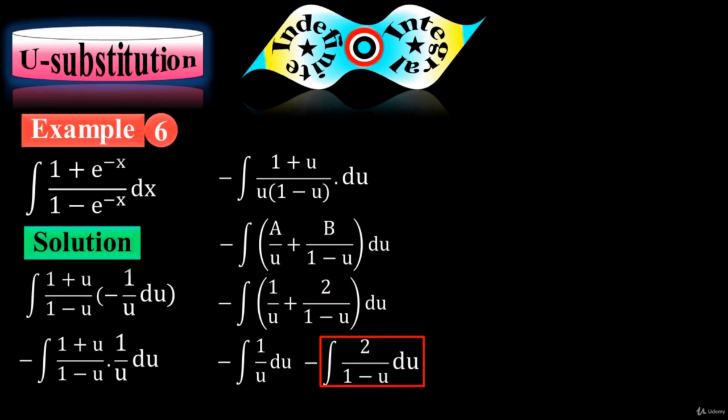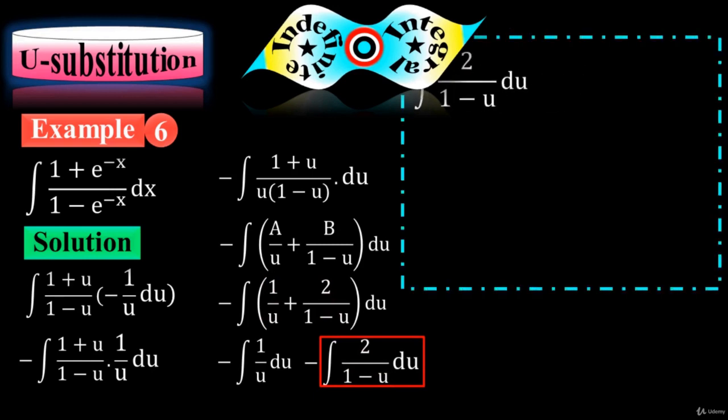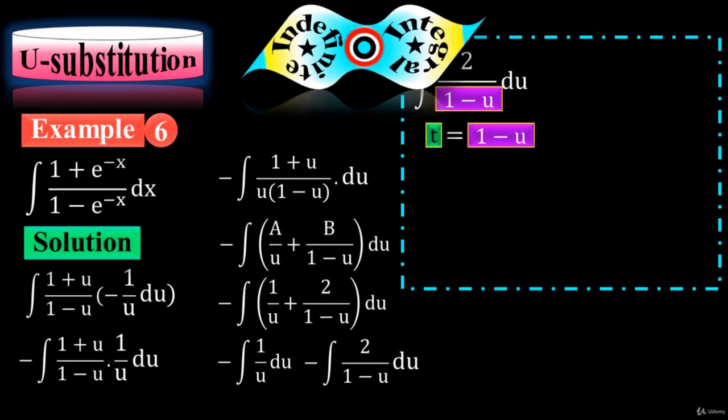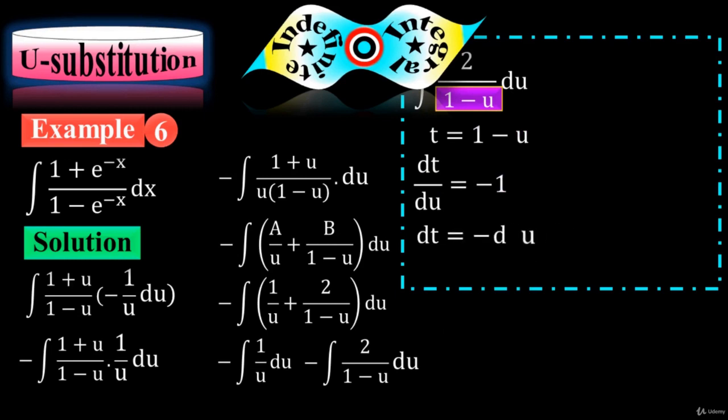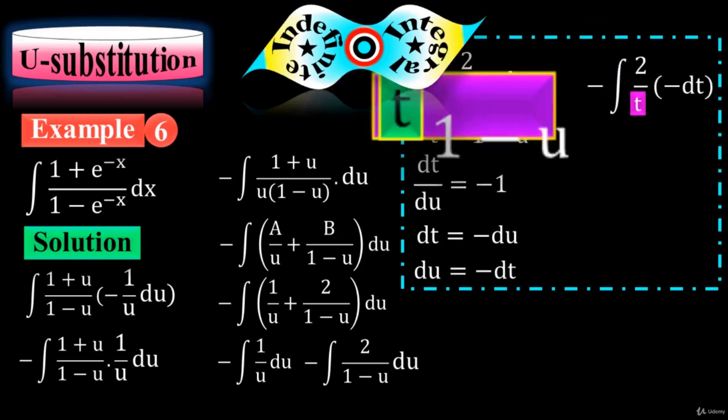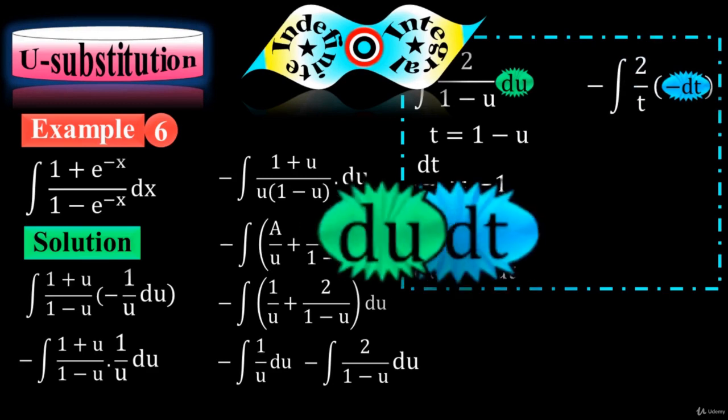Let's solve this term here in extra calculation. Suppose 1 minus u equals t. It's the third variable, t. And take the derivative on both sides. We have dt over du equals minus 1. Pull out du here to separate the terms. Now we have du equals minus dt. Just replace 1 minus u by t and du by minus dt.